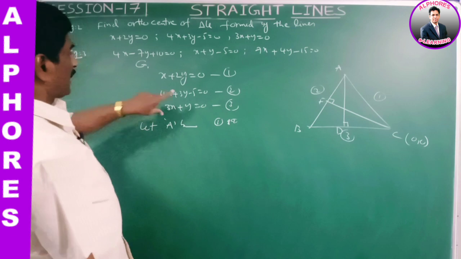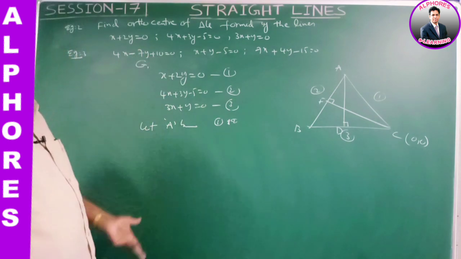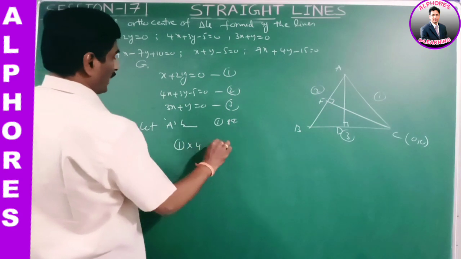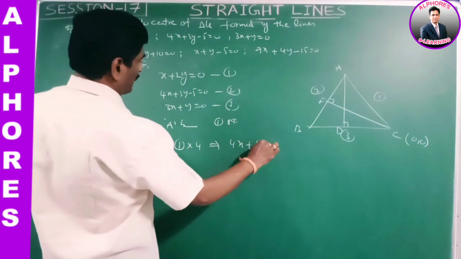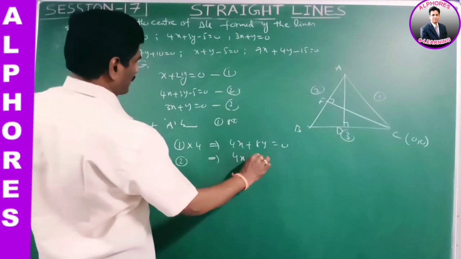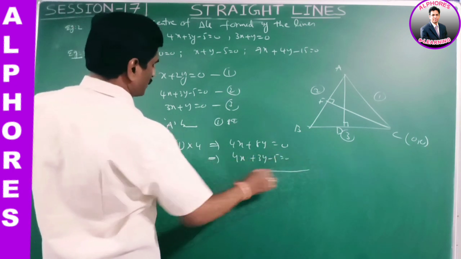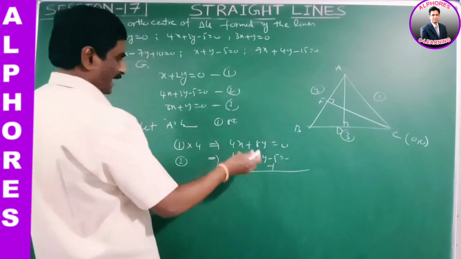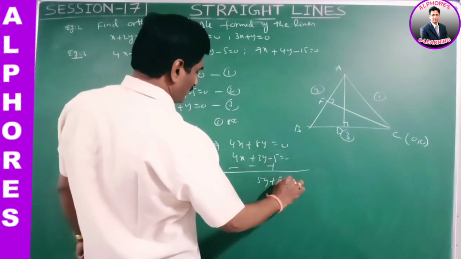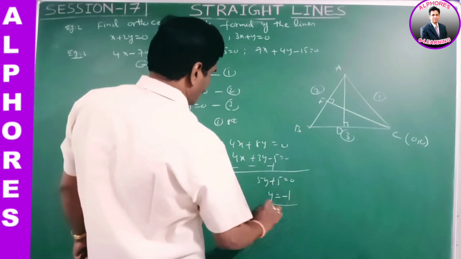By elimination method, multiplying equation 1 with 4, we get 4x plus 8y is equal to 0. Second equation as usual: 4x plus 3y minus 5 is equal to 0. By subtracting, 4x cancels. 8y minus 3y means 5y plus 5 is equal to 0. What is the value of y? y is equal to minus 1.